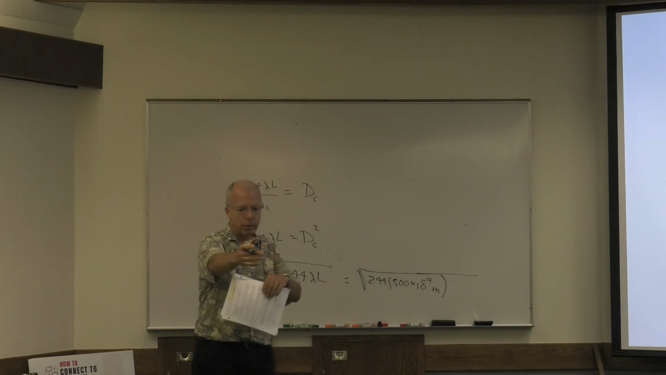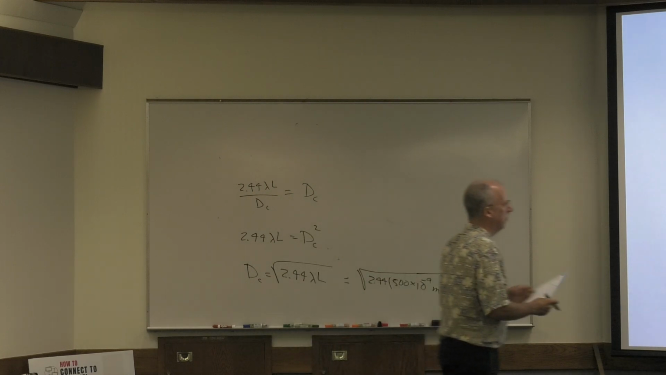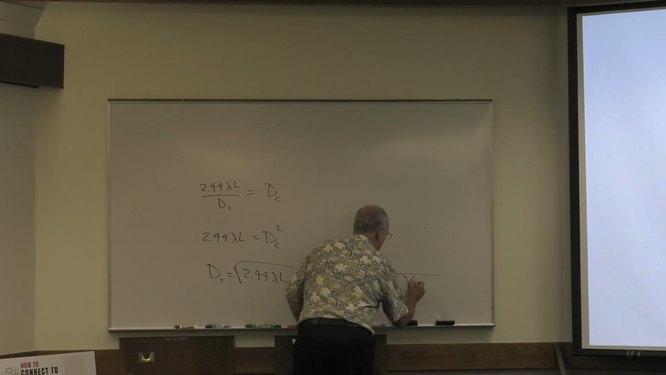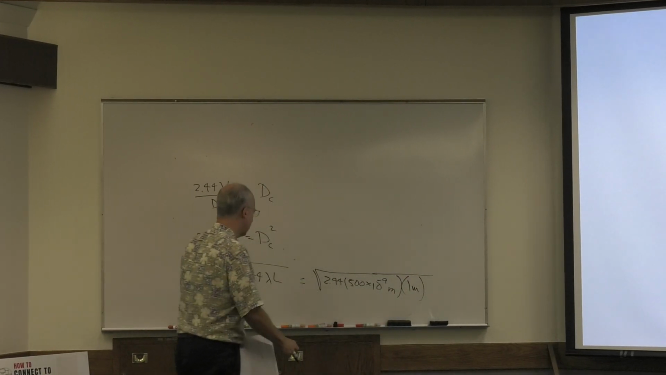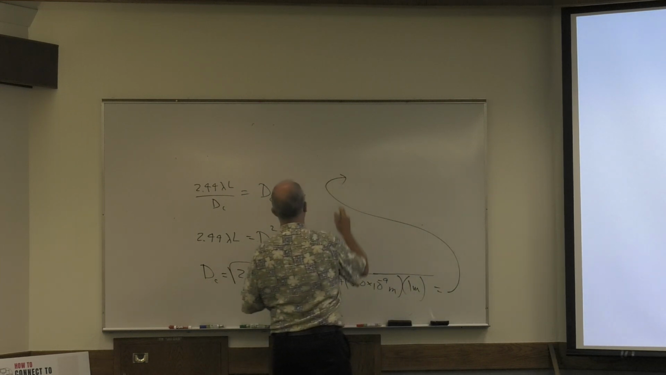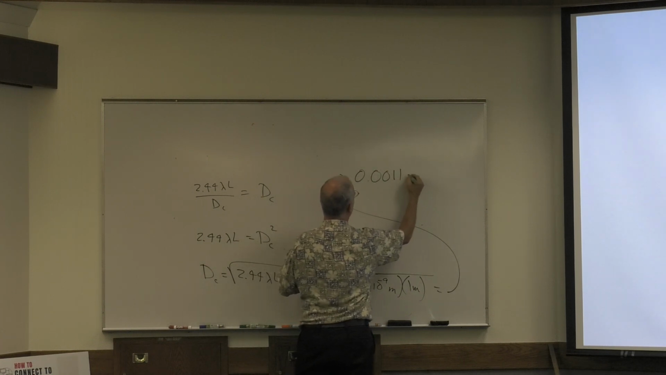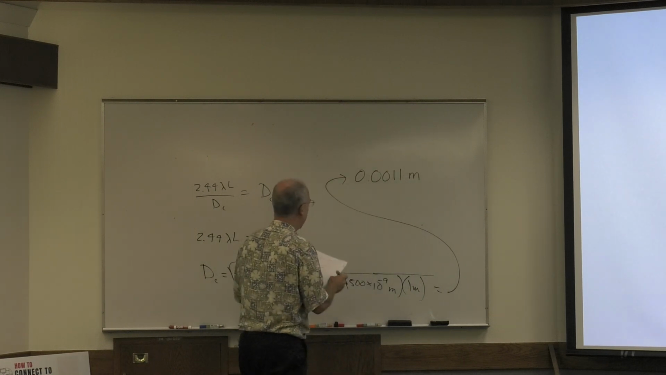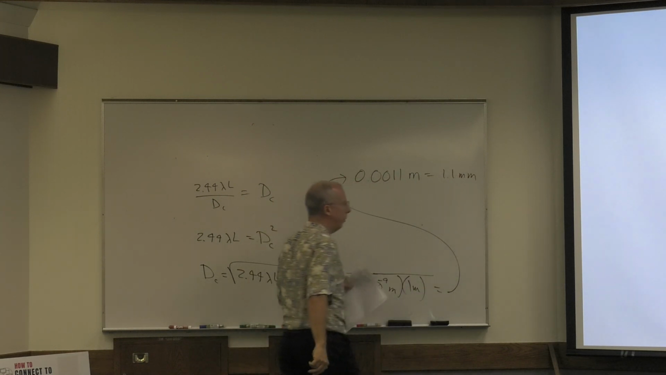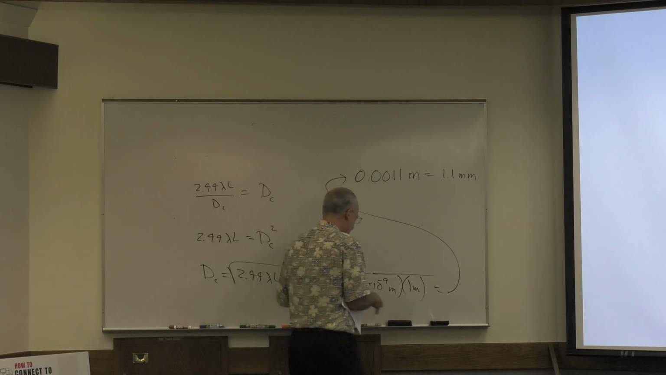And then let's say we're doing this in a lab, so we have optical benches and things like that. So the distance between here and here is a meter or so. Let's just put a meter. So if you actually do that, you get 0.0011 meter. And that's basically the same as 1.1 millimeter, right? 1.1 millimeter.